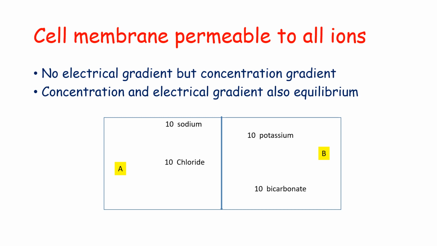As we can see, in chamber A we have sodium and there is no sodium ion in chamber B. So what will happen? It will try to move along the concentration gradient from chamber A to chamber B. And then we talk about chloride. Again, chloride will try to move from chamber A to chamber B since there are no chloride ions in chamber B. Now we talk about the ions of chamber B. Potassium will move from chamber B to A, and similarly bicarbonate will move from chamber B to A. So after some time, what will happen?